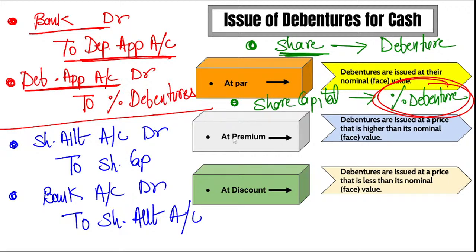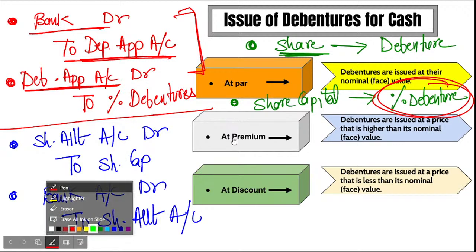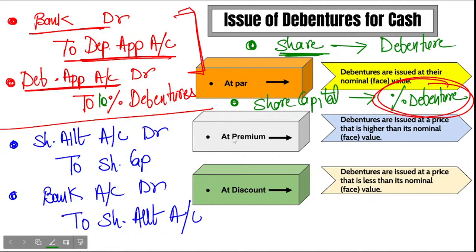So this is the entry for debenture application. Bank account debit to debenture application. Debenture application account debit to percentage debentures. Now it can be 10% debentures, it can be 18%, it can be 12%. That will be given in the question. कितना परसेंट डिबेंचर्स है ये आपको क्वेश्चन में गिवन होगा.